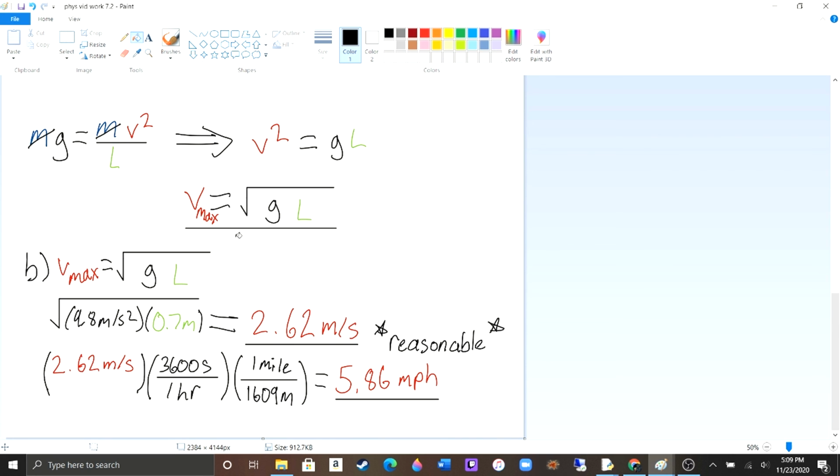So for part A, we have our equation, and for part B, our maximum speed for that person in meters per second and miles per hour.